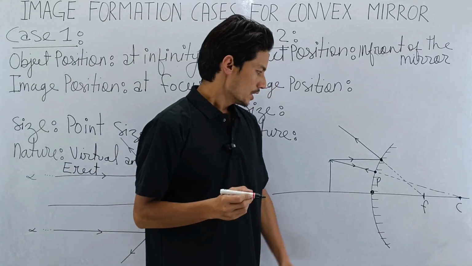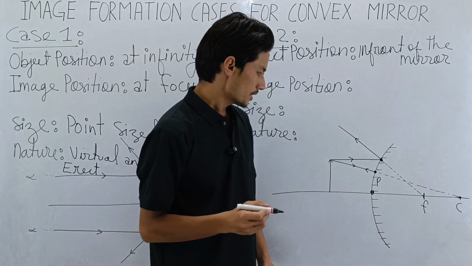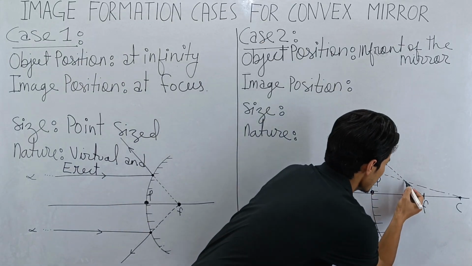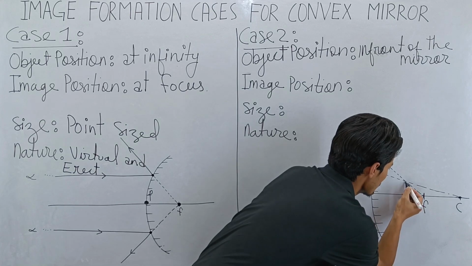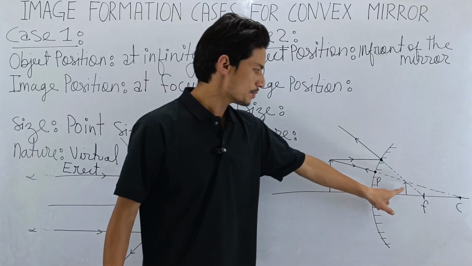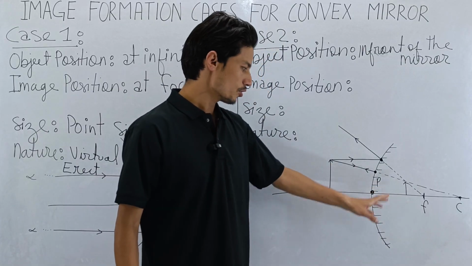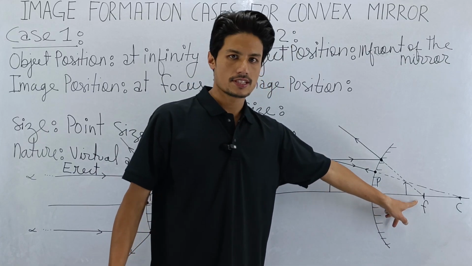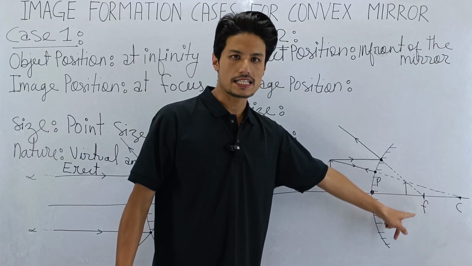Then we see that the two reflected rays, on tracing back, appear to meet here. So here will be our image. Here is our image. All right. So the object is here and the image is from here. So image is formed between P and F. Yes or no? P and F. Is it? Yes, P and F.